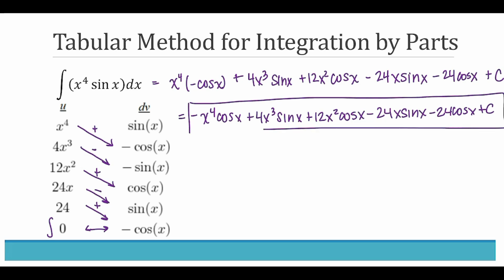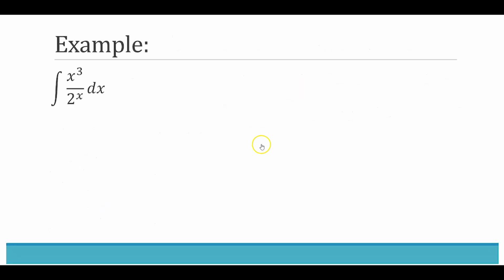In this example, we're going to try the tabular method one more time. I have the integral of x to the third divided by 2 to the x dx. Now I want to write this as a product, so I have the integral of x to the third times 2 to the negative x dx. And I'm going to choose my u as the polynomial, so u is x to the third, and my dv is 2 to the negative x.